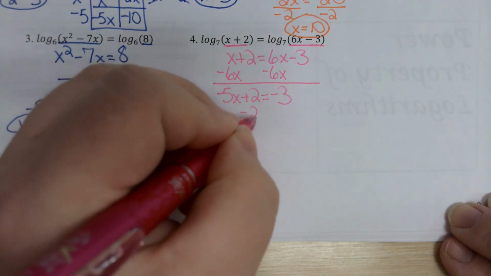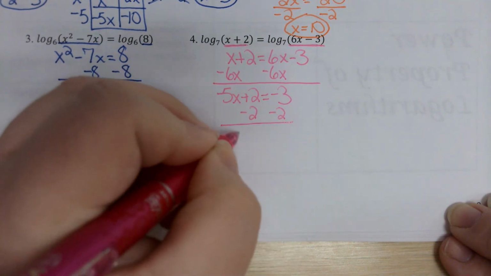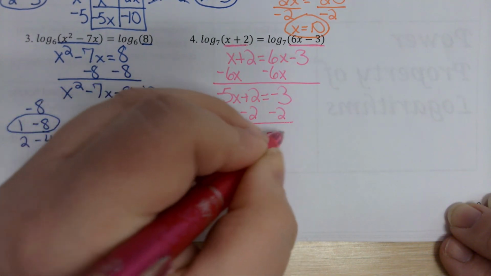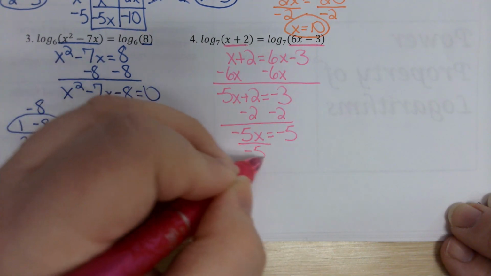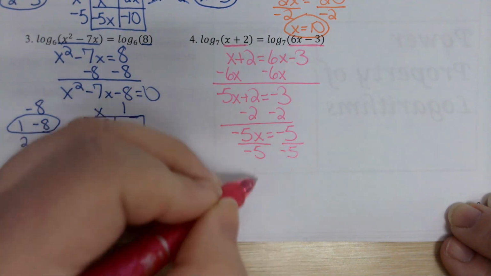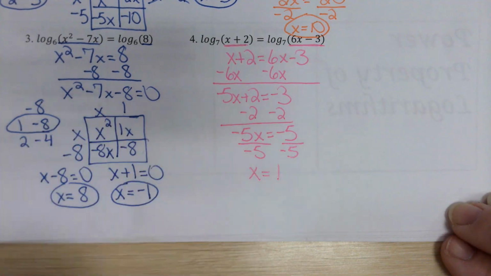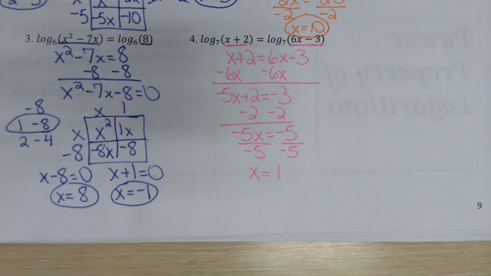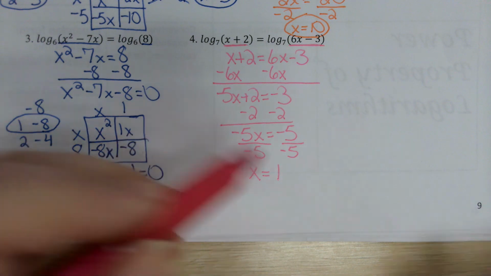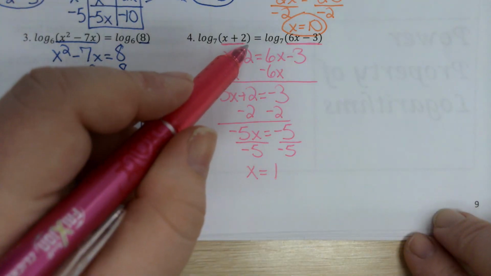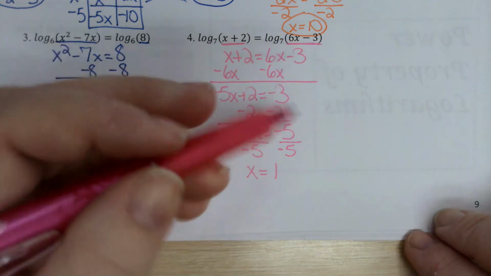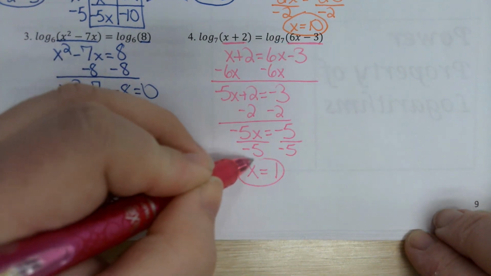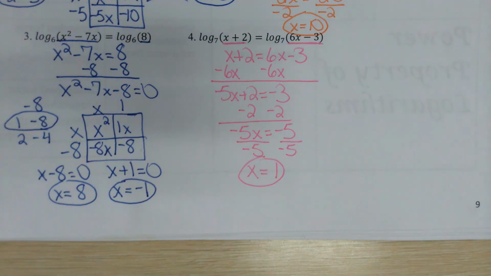We'll subtract 2 from both sides. Negative 5x equals negative 5. And finally, we'll divide by negative 5 on both sides, giving us that x equals positive 1. Double check it. 1 plus 2 is 3. That's positive. 6 times 1 is 6. Minus 3 is 3. Also positive. So 1 is an included solution.